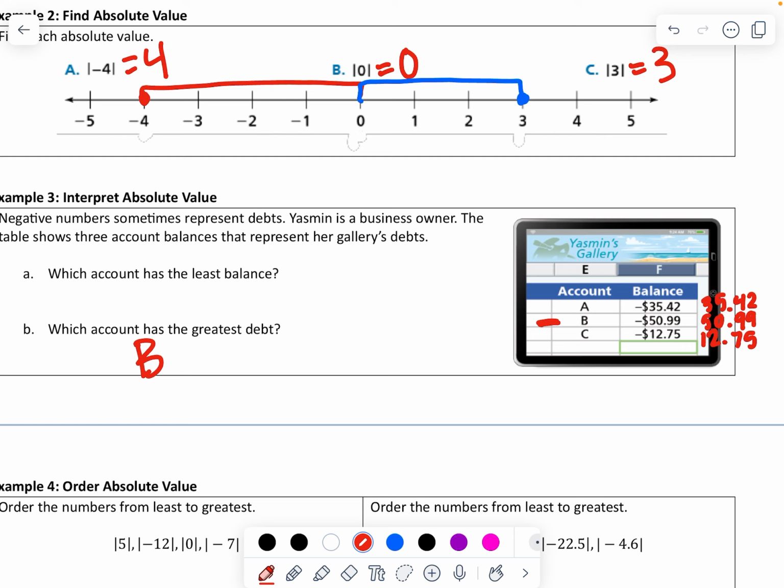Okay. So then, which account has the least balance? That one would also be B, okay, because we're trying to get to 0, and the least balance is the one that's going to be farthest from 0. It's the farthest away from 0. Okay, so both of those would be B. They're just worded differently.